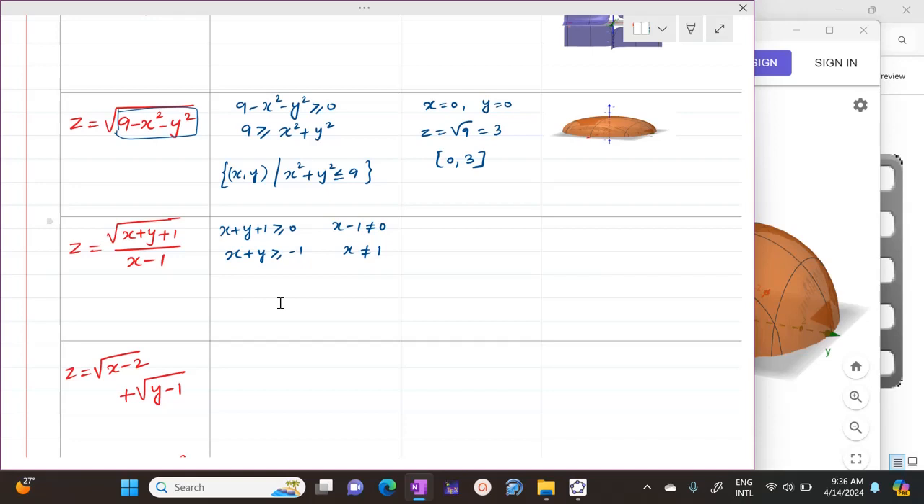Therefore the domain is given by (x, y) such that x is not equal to 1 and x plus y plus 1 is more than or equal to 0. If you substitute the values, all of the real line is the domain, except minus 1. It will take the negative values as well, so it will take minus infinity to plus infinity.